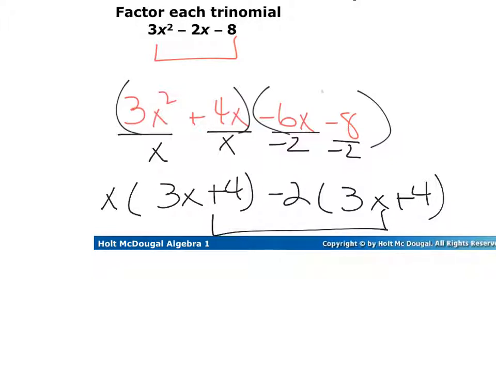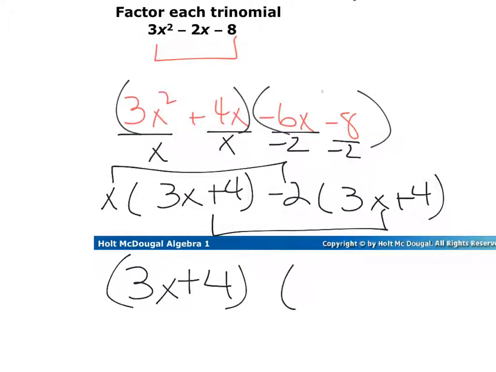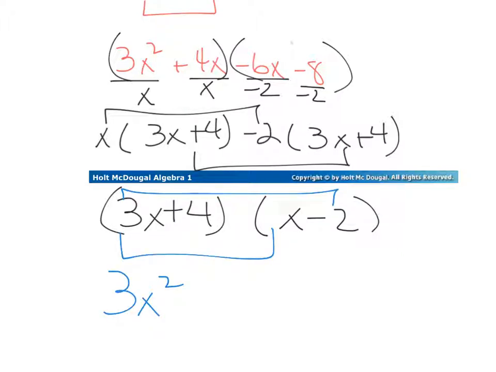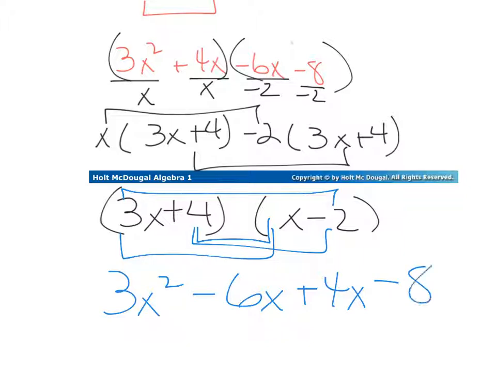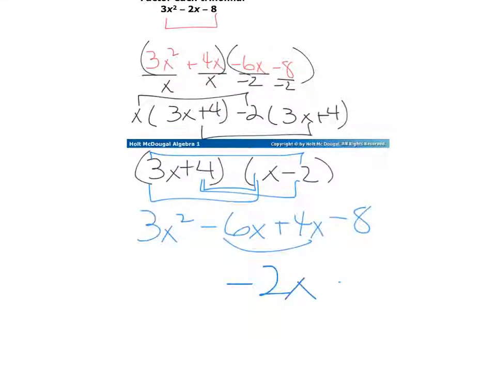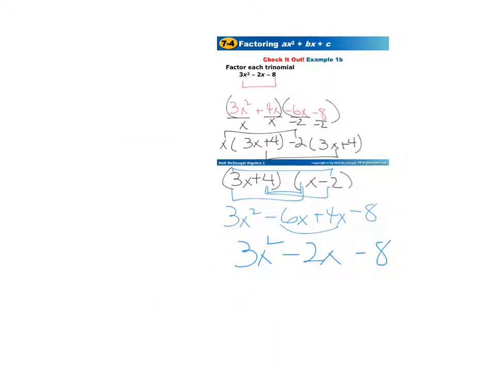Okay, and now you'll put the 3x plus 4, because that's what was doubled, and then the negative 2 GCF, or the two numbers outside. And again, you can FOIL it and make sure it goes back. So first gives me 3x squared, outer gives me negative 6x, inside gives me 4x, and last gives me negative 8. Notice when I add them, I do get the negative 2 I was looking for. So it does go back to the original problem.